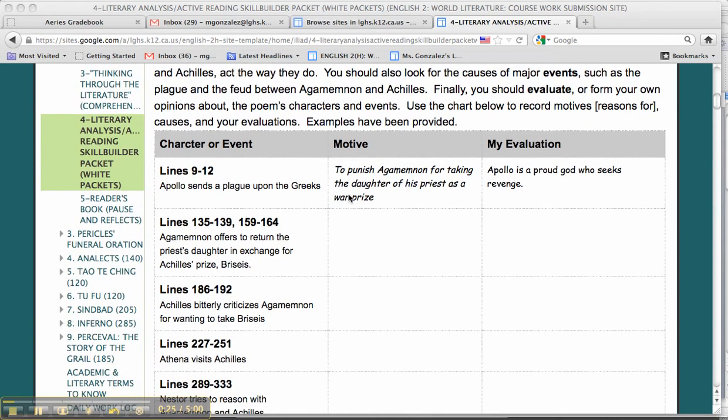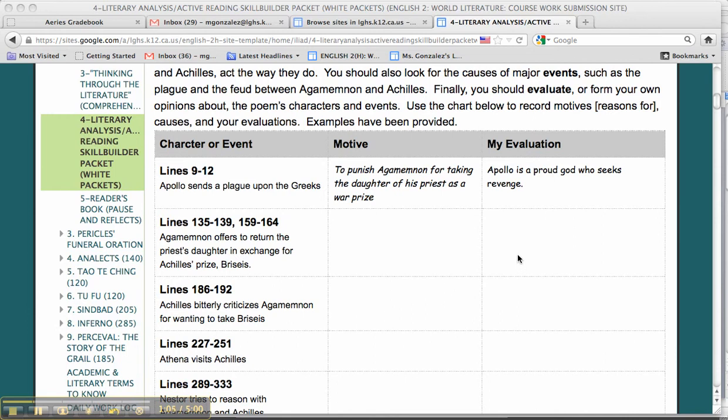The last thing that I talked about was the second event, where Agamemnon offers to return the priest's daughter, but in exchange he wants Achilles' prize, which is Briseis. As a pretend student in the class, I would explain that his motive is to recover a war prize, because his prize has been snatched away, because he has to give up Chryseis, I should say.